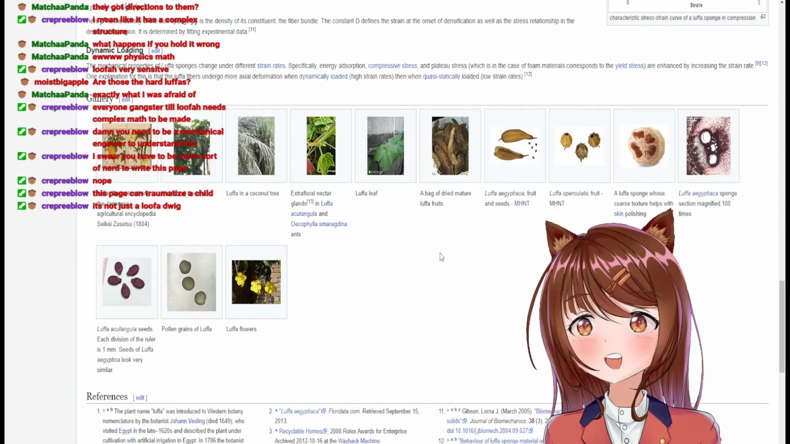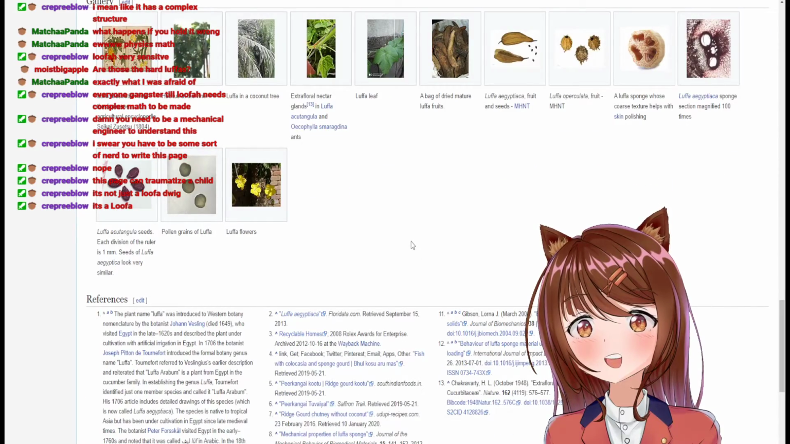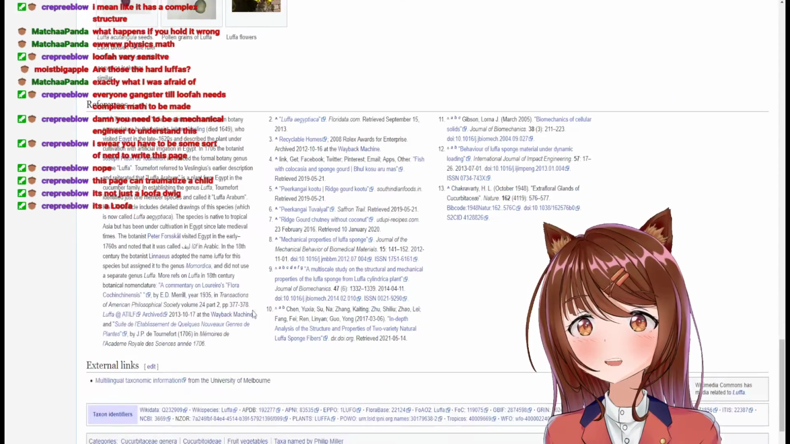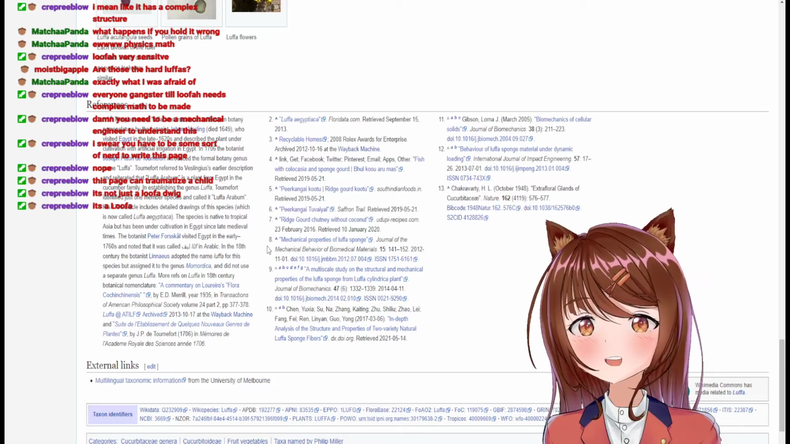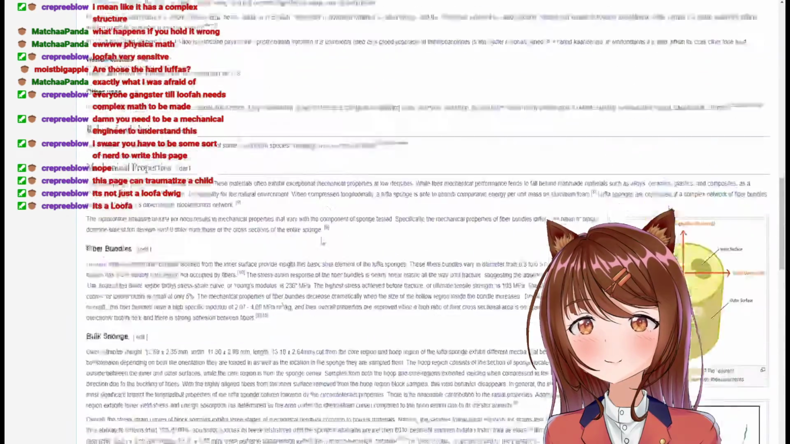It's not just a loofah. I'm pretty sure it's just a loofah. Look at all these. Oh my god, look at all these references. Whoa.